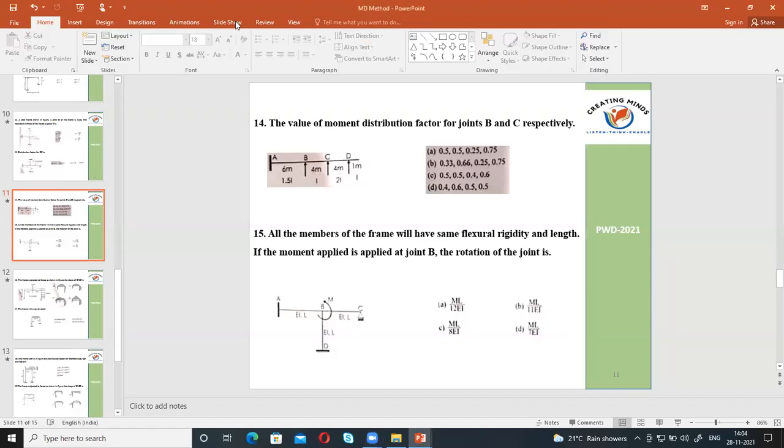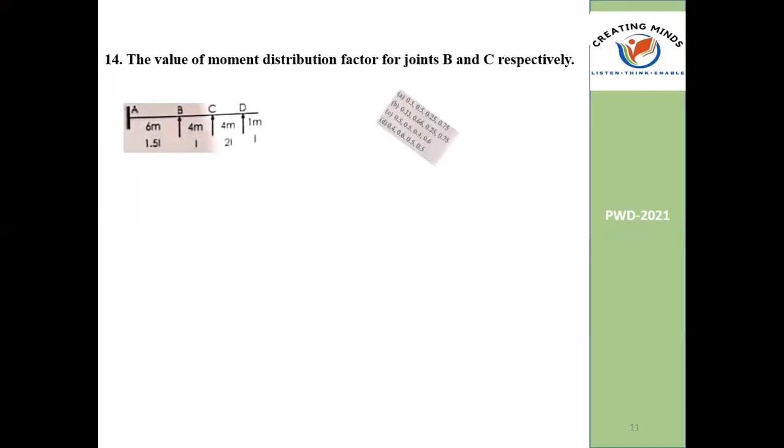In the last class, we discussed a few numericals associated with the moment distribution method. So in this class, we are continuing with the remaining MCQ questions. Let's take the 14th question. What is the value of moment distribution factor for joints B and C respectively?